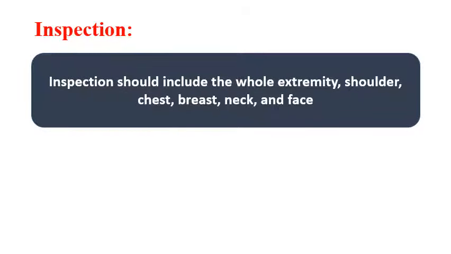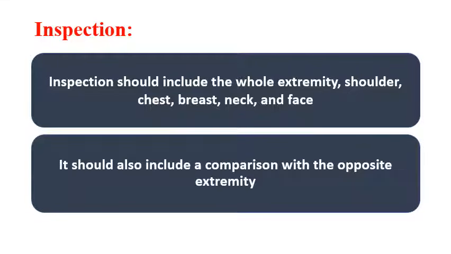First, the inspection. To start with the inspection, as usual, we have to know two rules. The first rule: the inspection should include the whole extremity, starting from the chest, shoulder, breast, neck and face, and the arm, forearm, and hand. The second rule: you should compare both extremities, both upper limbs with each other. Why? We are going to explain this later.